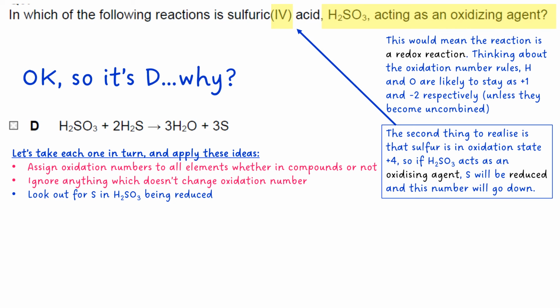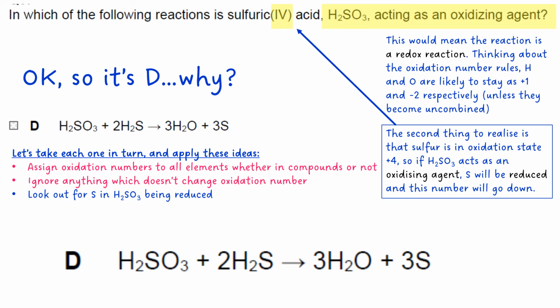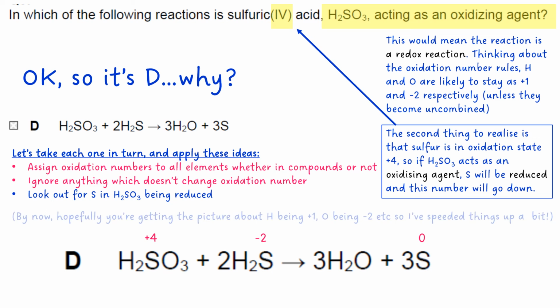Let's take a moment to think about why that is. It's one thing saying, great, let's just put down D and move on to the next question. But we're not in a test situation right now, so let's have a look at the logic behind this. If we do the same thing as before, you might notice I haven't bothered to assign all the oxidation numbers because by now, hopefully you're seeing what's happening. Hydrogen will be +1, oxygen being -2, and so on and so forth.